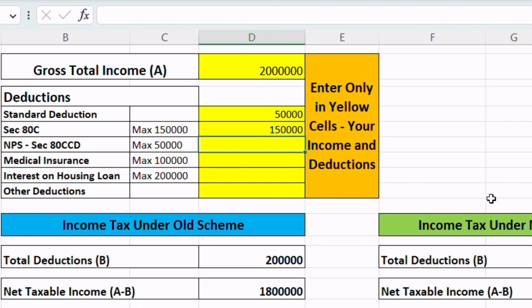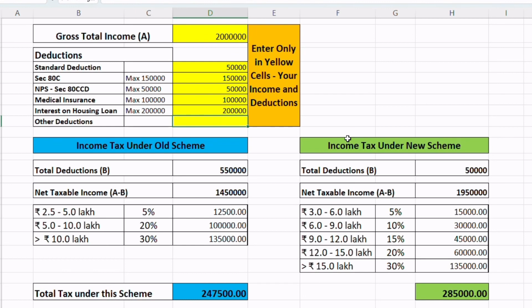In case you use more deductions, for example, let us assume he uses 80CCD 50,000 deduction, medical insurance 1 lakh deduction, interest on housing loan 2 lakh. So the more deductions he uses, the more beneficial the old scheme becomes. But as I mentioned earlier, in most cases people are using only the first two deductions. In fact, the only deduction which most people are using is 80C. In that case, the income tax calculated under the new scheme would be more beneficial than the old scheme.